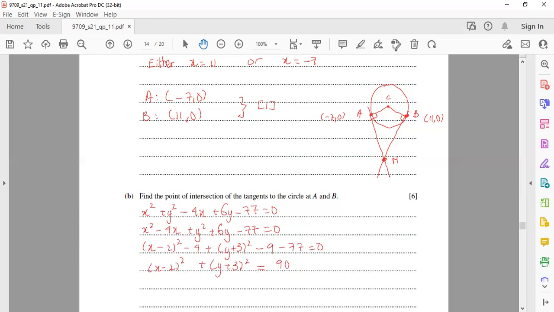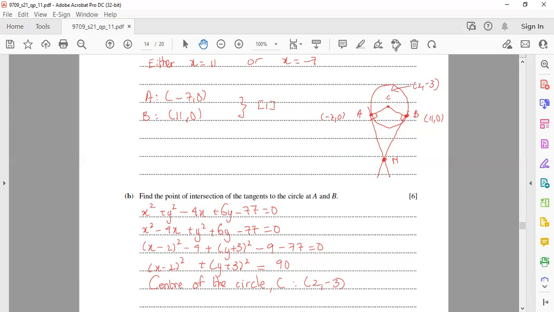So from this, I can deduce that the center of the circle C is 2, minus 3. This is the coordinate of C. So C is 2, minus 3. All right. So I can find the gradient of AC and the gradient of CB. Let's say this is the normal to the tangents. So I can find these two gradients, and then I can find the gradient of the tangent.